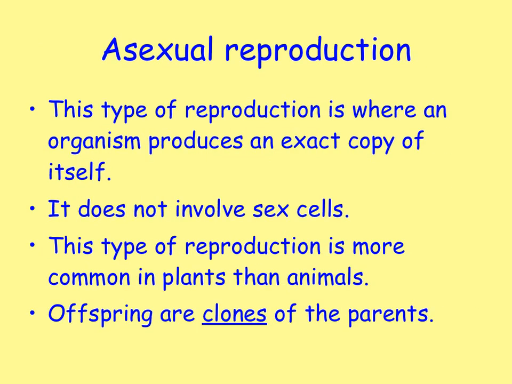So, as I've just mentioned, asexual reproduction takes place in some plants. What is happening is that the organism makes an exact copy of itself. Other examples of this would be yeast cells. They reproduce asexually as well, where they produce little buds and then new cells are formed, but they're just exact copies of the original cell. So it's not involving any sex cells, and it's more common certainly in plants than in animals. And because the offspring are an exact copy, the offspring are said to be clones of the parents.